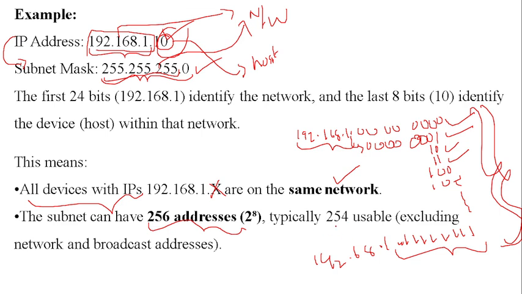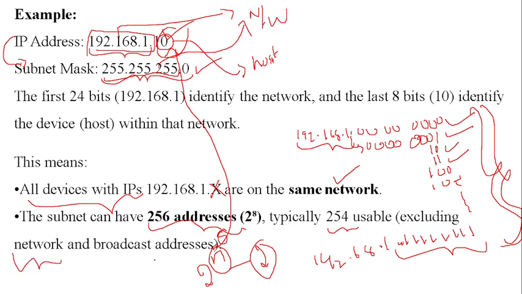But typically there will be two addresses we are not using, so we are using only 254 addresses. It will be 2 power n minus 2, where n is nothing but the host ID bits, that is 8 bits. So why are these two addresses not used? Because one address is the network address, the other is the broadcast address. So excluding those two addresses, we can have 254 addresses. Hope you understood. Now let us see the common subnet masks.